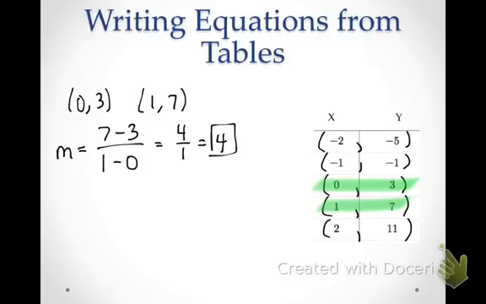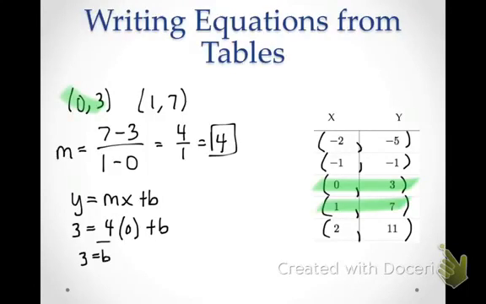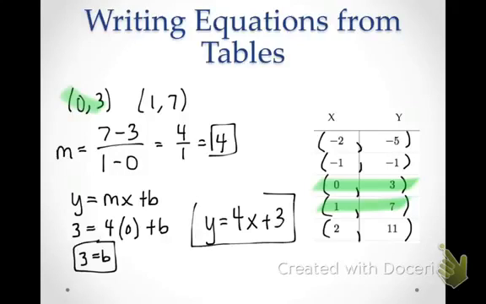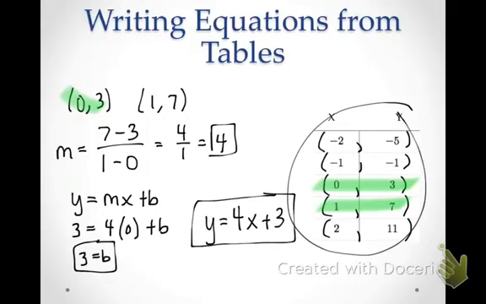And then for finding b, I want to use the point 0, 3 because it looks like it would be easier than 1, 7. That 0 seems like it might cancel something out. But you could use 1, 7 if you wanted to. So in for y, I'm going to plug 3. In for m, I'm going to put 4. And for x, I'll put 0. So 4 times 0 is 0, so I just get left with 3 equals b. My final answer is y equals 4 because that's my m, x plus 3, which is my b. We would have gotten the same answer no matter which pair of points we picked from this table. It's just that the 2 green ones highlighted look to be the easiest to me.